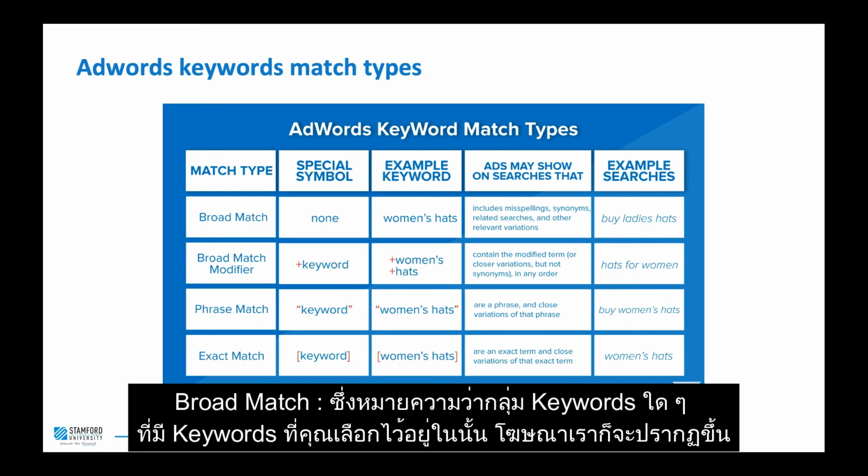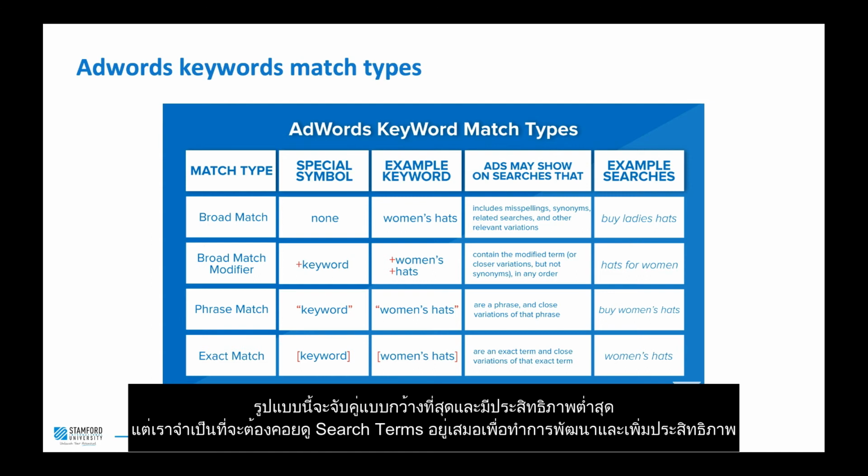Broad match, all right? And broad match, okay, this is any keyword that you've selected and the keyword shows up anywhere, then the ad will play. This is the most broad and will perform the worst, but it's needed to identify all the search terms and then refine and optimize.